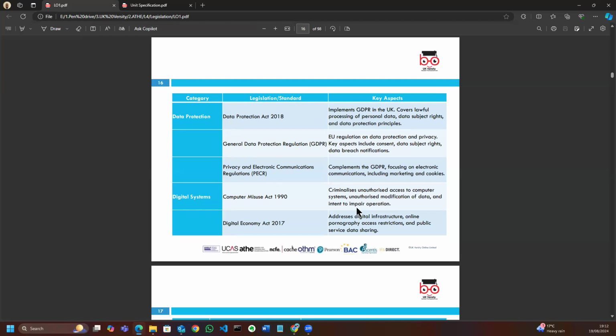Then, when it comes to digital system, we have the Computer Misuse Act 1990, where the key aspects are going to criminalize unauthorized access to computer systems, unauthorized modification of data, and intent to impair operation. And lastly, we also have the Digital Economy Act, which came into place in 2017, which is going to address digital infrastructures, online pornography access restriction, and public service data sharing.